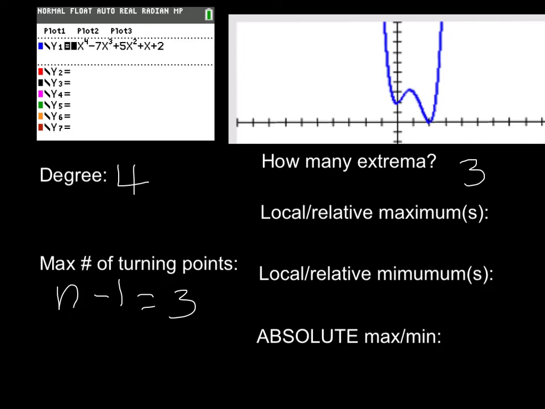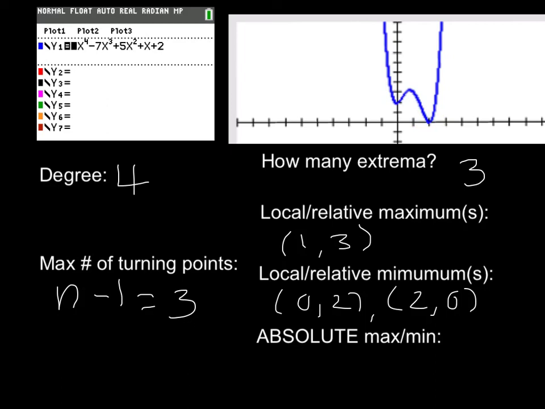How many of those are local or relative maximums? So it looks like we have one peak here in the middle of our function, and it looks like the coordinate of that peak is somewhere around 1, 3. And that's just a rough guess just by looking at this graph. How many local or relative minimums do we have? If one of these is a maximum, that means the other two have to be minimums. So we have a valley at this point here and this point here. And again, just a rough guess of what those points are. It looks like the first one is at 0, 2, and the second one is at 2, 0. So this point here also looks like it's an x-intercept for our function.